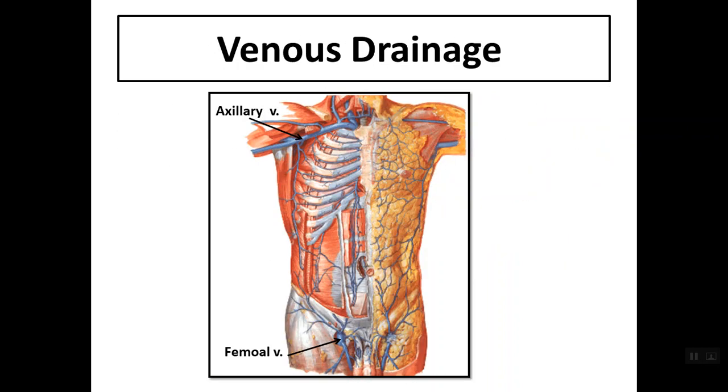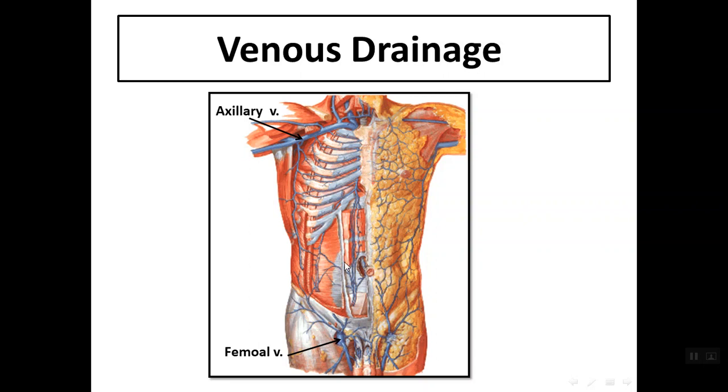What is the venous drainage of the anterior abdominal wall? As we can see here, this is the anterior abdominal wall. We have the upper part and the lower part. The upper part will mostly be drained into this vein, which is the axillary vein, and the lower part will be drained into this one, which is the femoral vein.